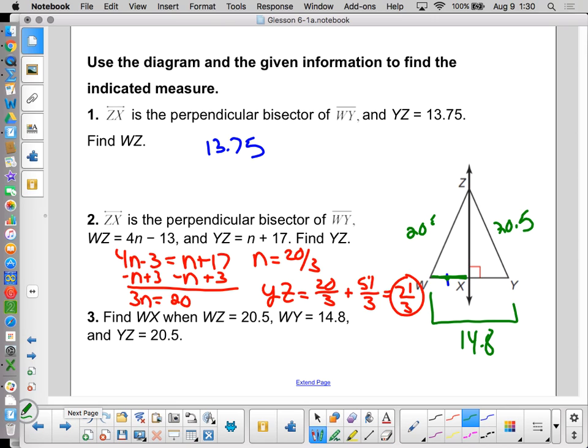But because it is isosceles, because Z is equidistant from W and Y, it must be on the perpendicular bisector, which means this is a midpoint, dividing that equally into two spots. So 7.4 and 7.4. So WX is 7.4.